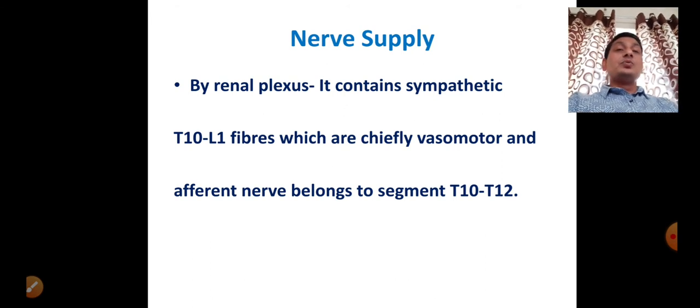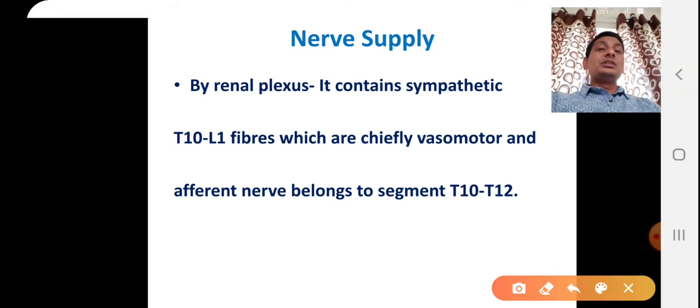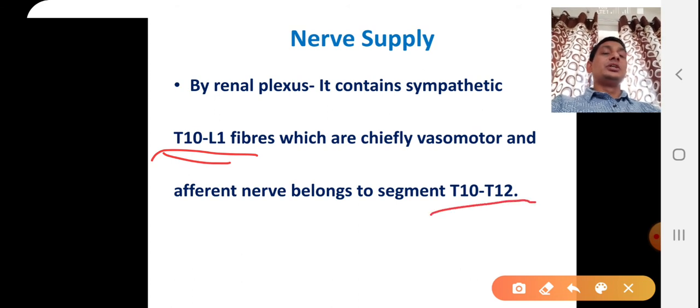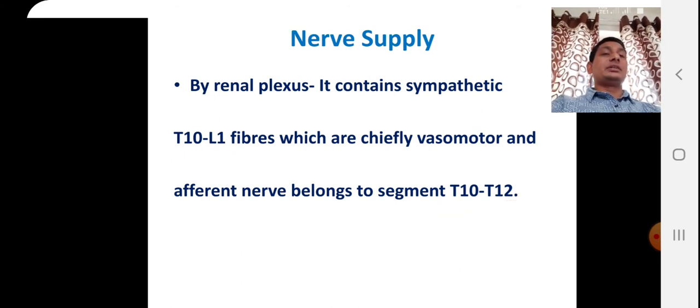The sympathetic fibers are from the 10th thoracic to the first lumbar segment. The afferent fibers are from the 10th thoracic segment to the T12 thoracic segment. This is the nerve supply.